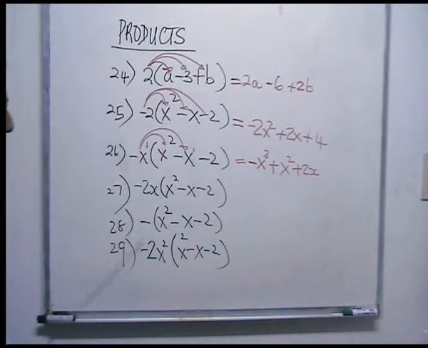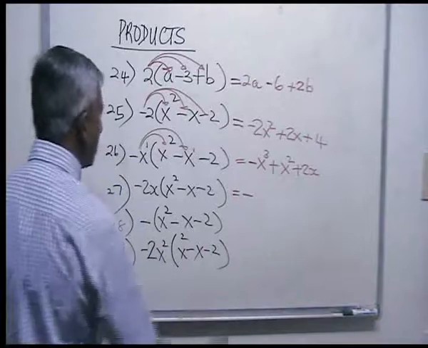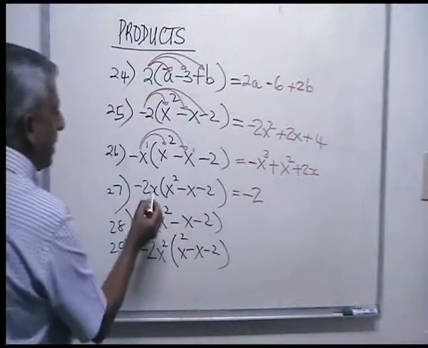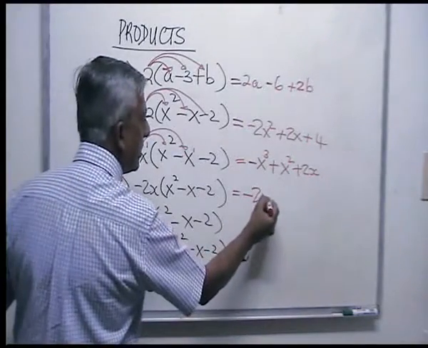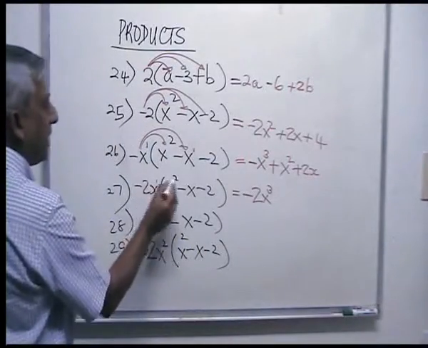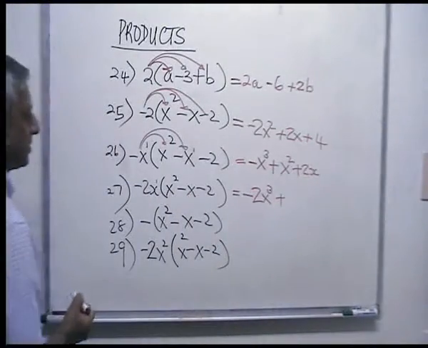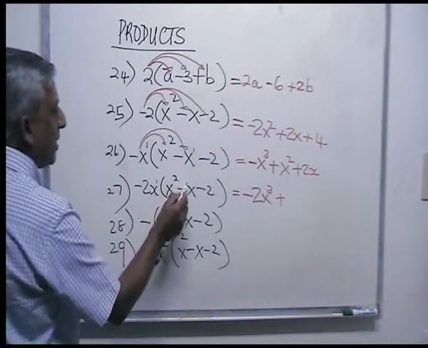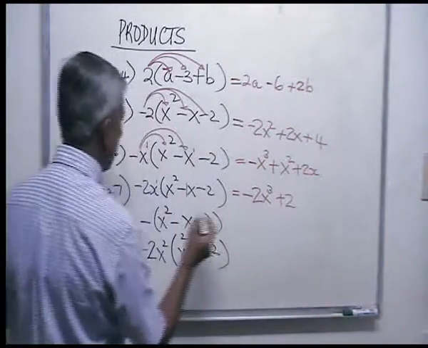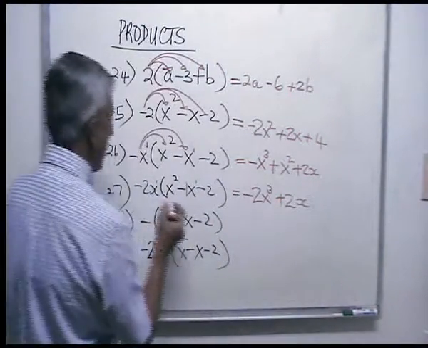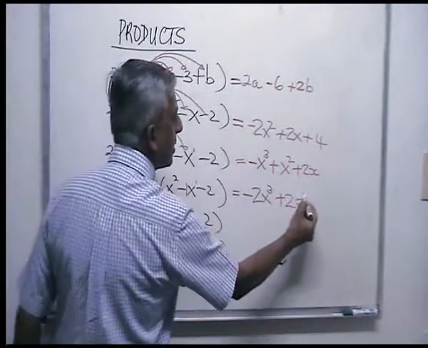Okay, so we are now on number 27. Minus times plus will give us minus. 2 times the 1 that is understood here is 2. x times x squared will give you x cubed. See, we're adding the 1 and the 2. Then minus times minus gives you plus. 2 times the 1 that is here is 2. And then x and x, write down the base once. And 1 plus 1 is 2.